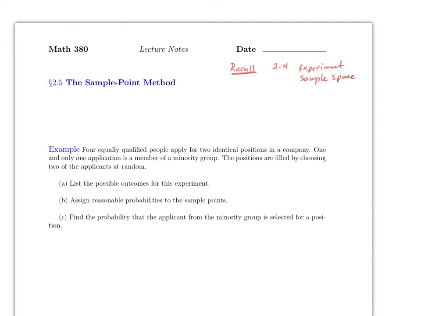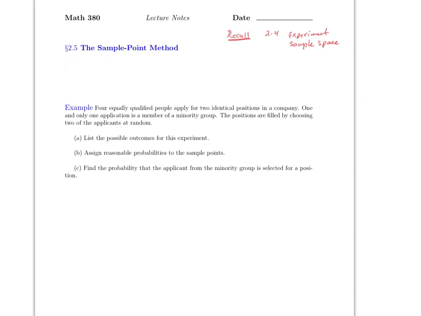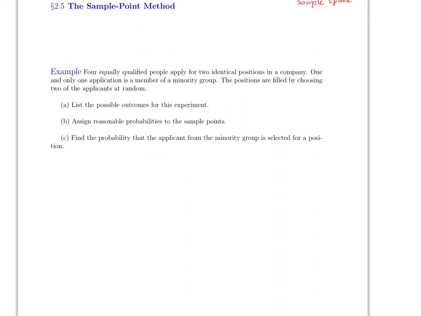So let's do one example. The example says the following. You have 4 equally qualified people that apply for two identical positions. One and only one of the applicants is a member of a minority. So the positions are filled by choosing 2 applicants at random. So what are all the possible outcomes for this experiment?